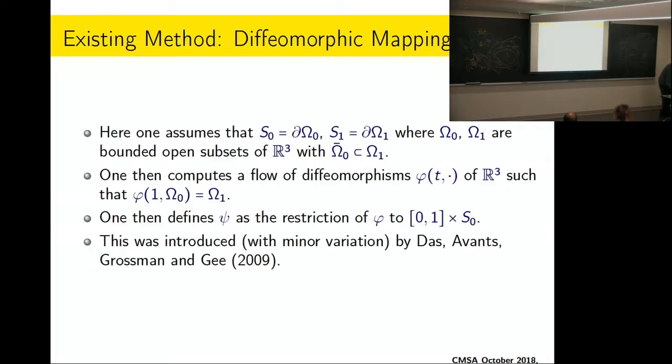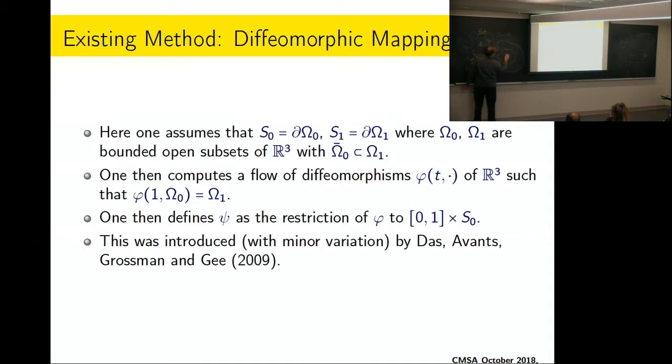Another one, which is also working with closed surfaces, has slightly different notation. Again, you have the interior surface, and you assume that it is the boundary of a volume omega 0, and you have the external surface, and you assume that it is the boundary of a volume omega 1. So omega 1 also includes omega 0.